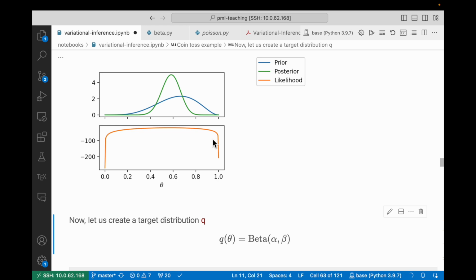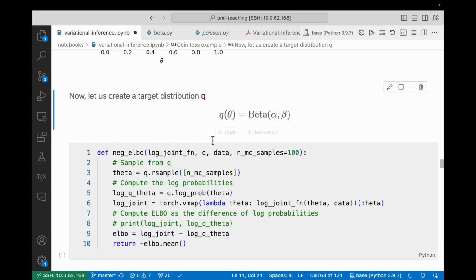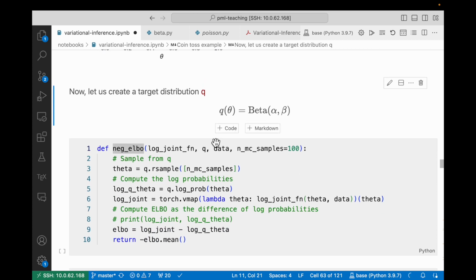We'll not use the posterior. We'll just use the log likelihood and the log prior to get the log joint. So therefore, we'll have to compute the ELBO term, and that is where we get the negative ELBO term. We have the log joint function. We have the target distribution Q.